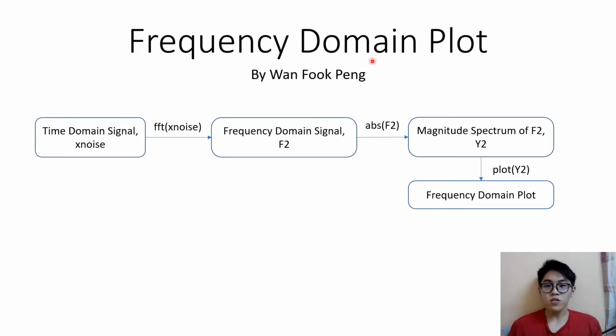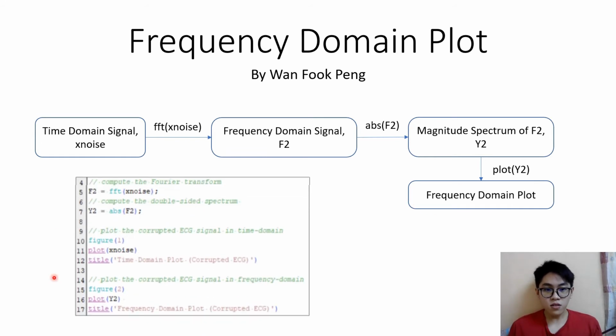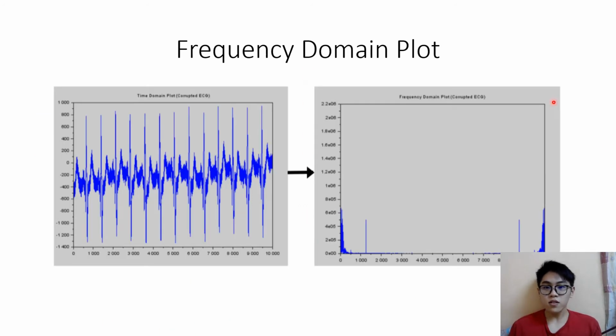To perform frequency domain plot, the first thing we need to do is convert the time domain signal into a frequency domain signal using the FFT function. Then we need to convert the frequency domain signal into magnitude spectrum using the ABS function. And lastly, using the plot function, we can plot the frequency domain plot. And this is the Scilab code that I run. And finally, this is the resulting frequency domain plot.